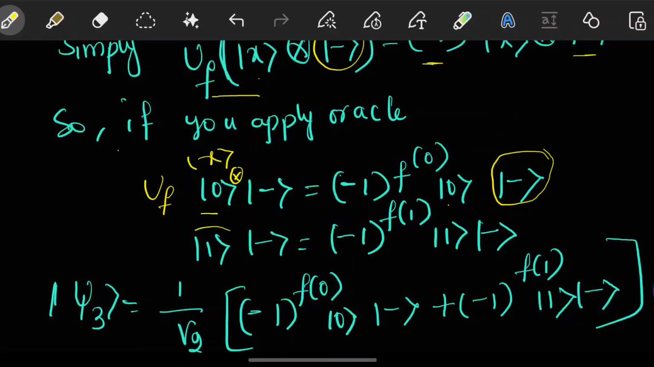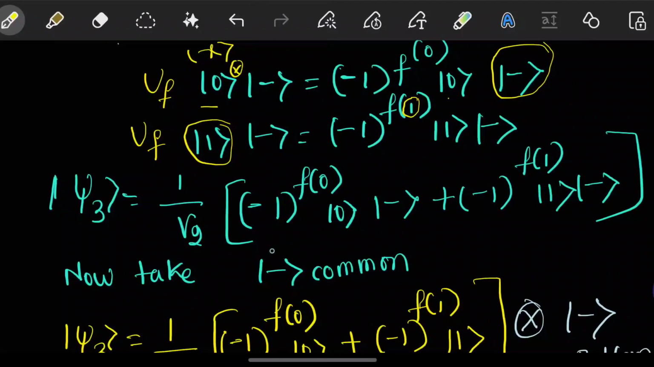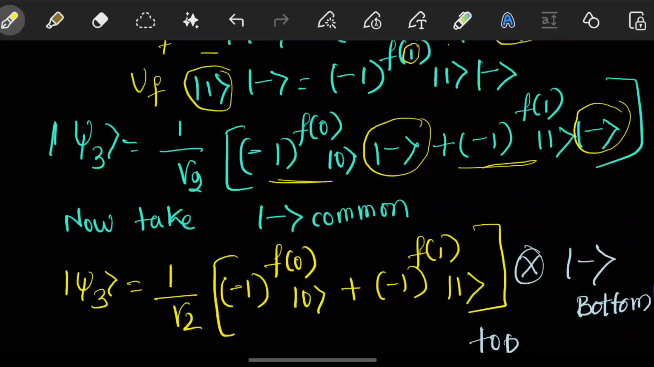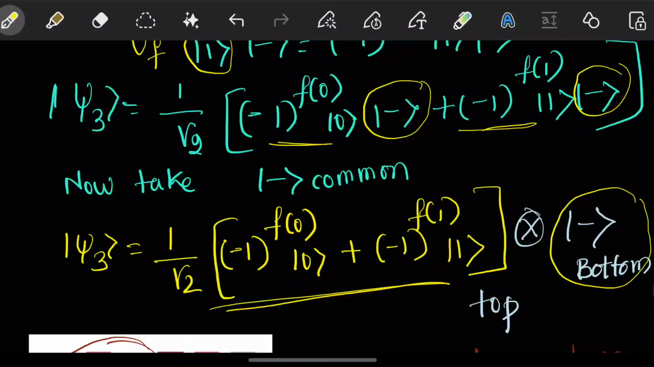In the second equation, if you apply the oracle U_f, the change will be here because x is 1 in this equation. If you apply the oracle here, you end up with this result, and ket minus remains the same. If I take the minus common from that equation, this is the top qubit, and the bottom qubit remains unchanged because it is the helper qubit.